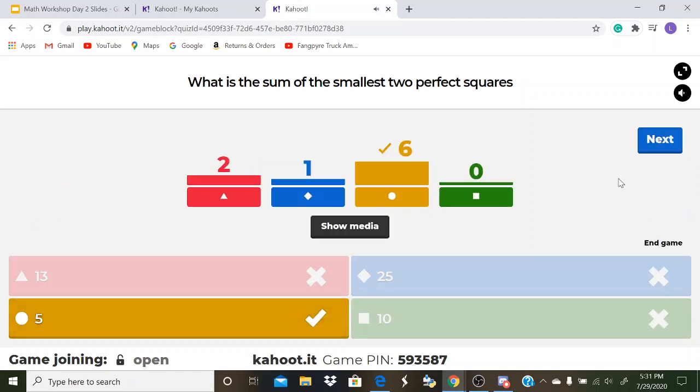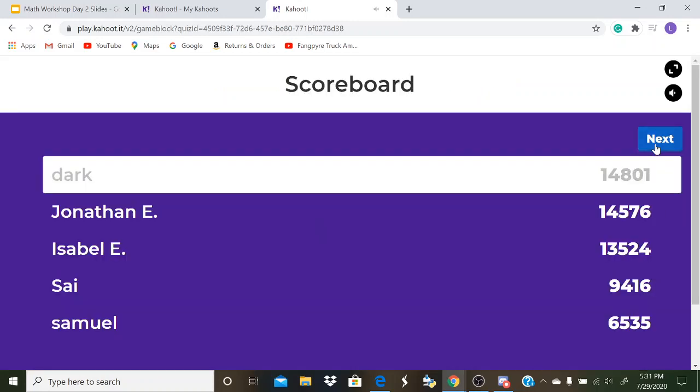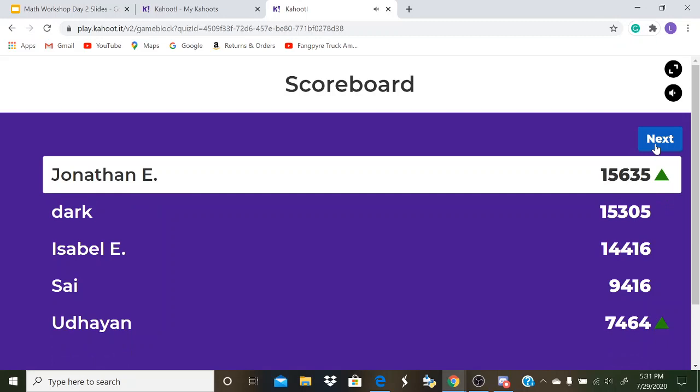Yep, 5. Just adding 1 and 4, which are the smallest, because 1 squared is a perfect square.